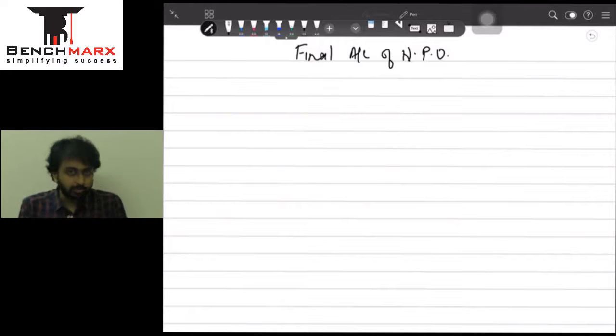Now, the main objective of NPOs not being profit, what could it be? These organizations mainly function for the benefit of the society. What are examples of this? Examples could be schools, colleges, libraries, hospitals, charitable trusts, temples, churches, mosques, as the case may be. All these are NPOs. They are not operating for the purpose of making profit. They exist for the benefit of the society.